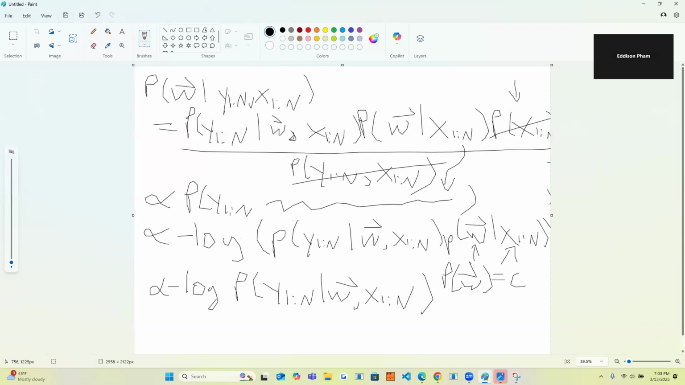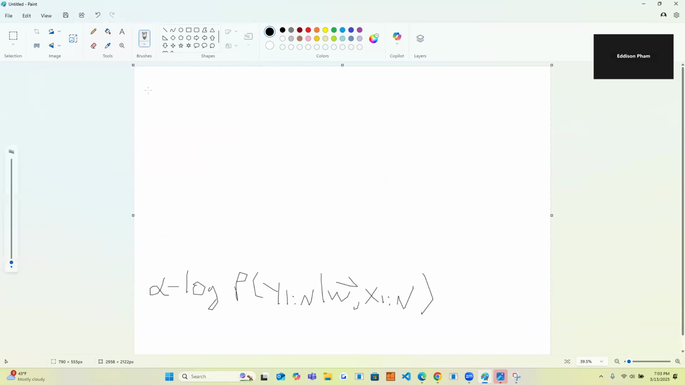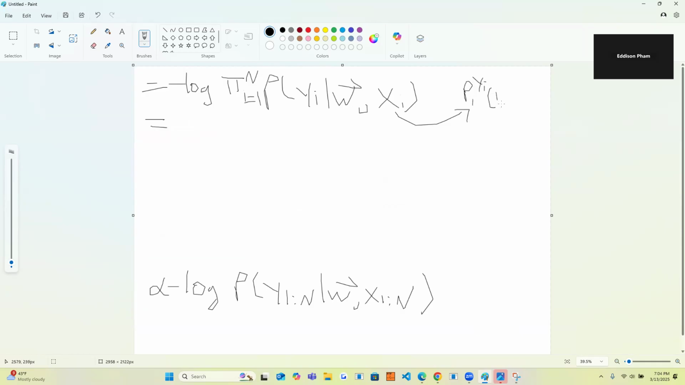Okay, and then you can simply apply the following. This is equal to the negative log of the product of all the probabilities, P of yi given W vector, xi, and this is just equal to the negative summation of... actually, I'm skipping too many steps. I'm going to take this, and this happens to be equal to P1 to the power yi, times 1 minus P1 to the power 1 minus yi.